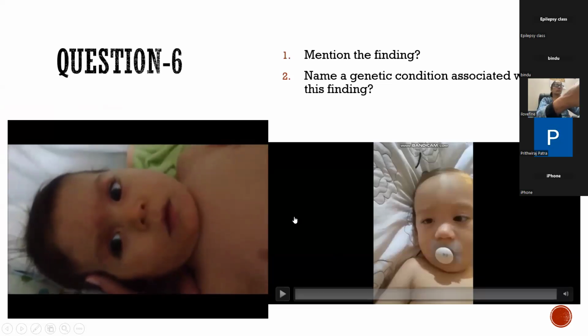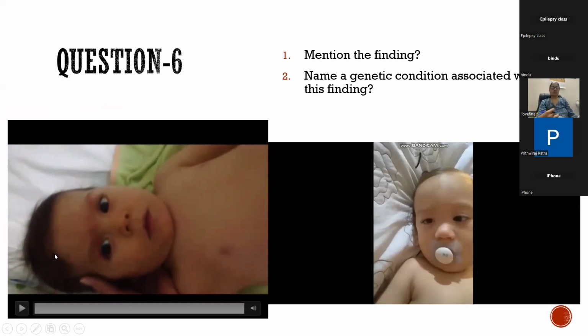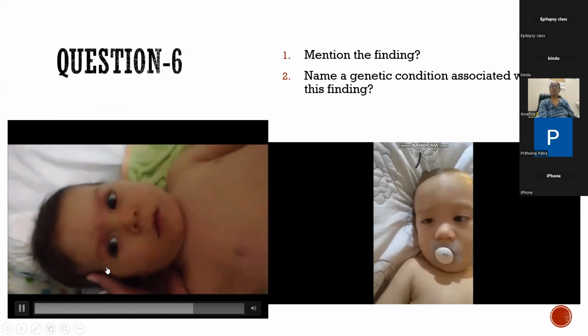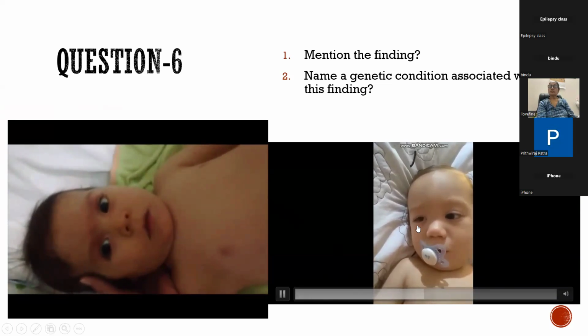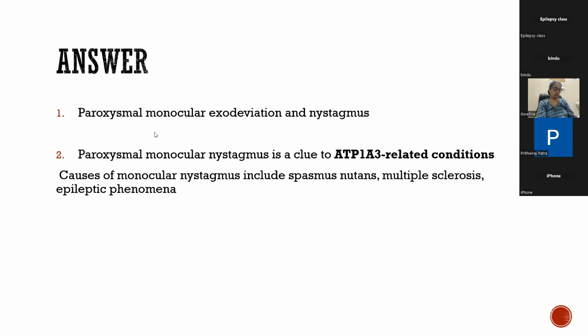So the question was to mention the eye finding and name the genetic condition associated. Here we can see that the child is having monocular nystagmus. And here we can see that the eye is deviated to one side associated with nystagmus in one eye. So the answer is paroxysmal. So in the first child we have uniocular nystagmus, and in the second child it is paroxysmal monocular exodeviation and nystagmus. So this is a clue to ATP1A3 related conditions.